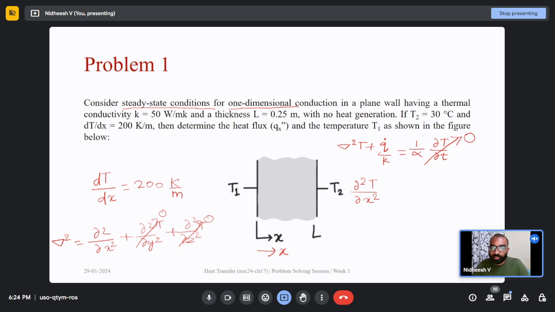Then if we read through the question again, it is also saying that there is no heat generation in the system, right? How does that affect our governing equation? Second term will be 0, sir. Yes, right. Because Q dot is the heat generation per unit volume. When we are saying there is no heat generation, that term will also vanish to 0. So this thermal diffusion equation simply reduces to dou square T by dou x square equal to 0 for this case, right?